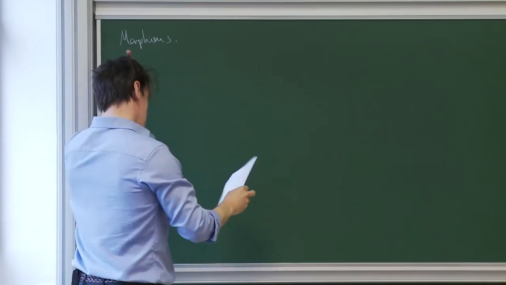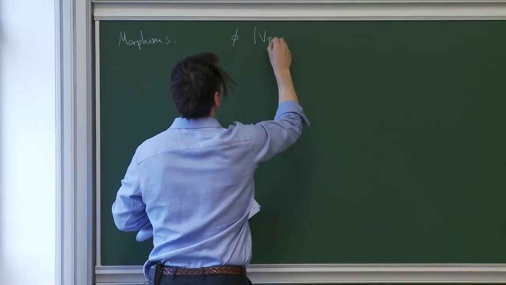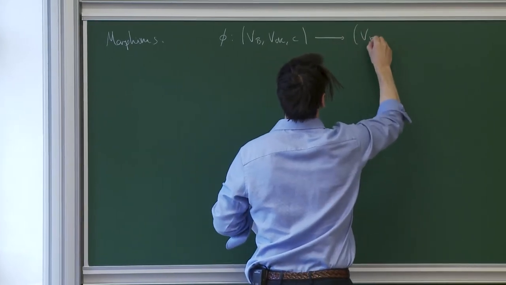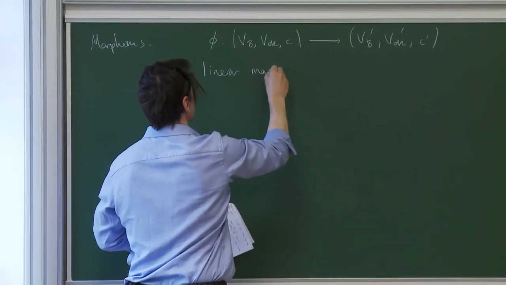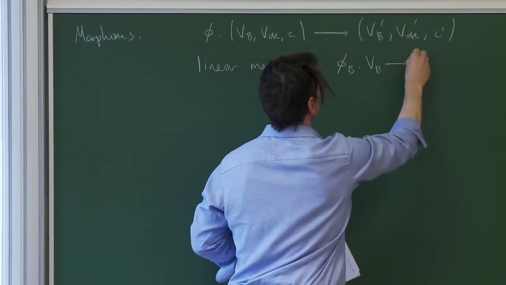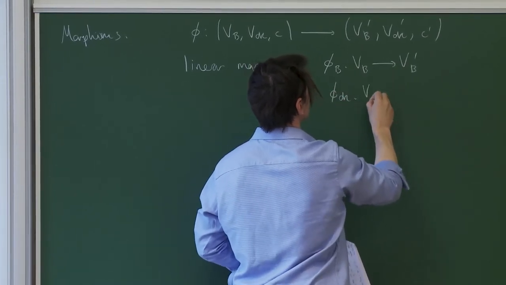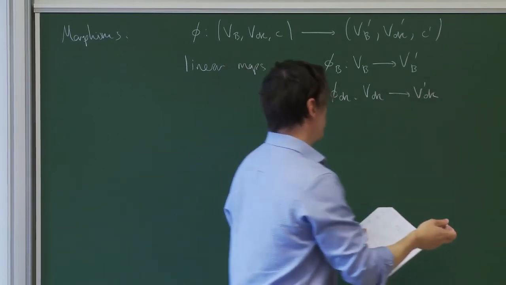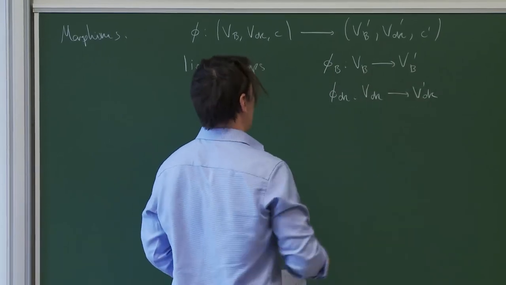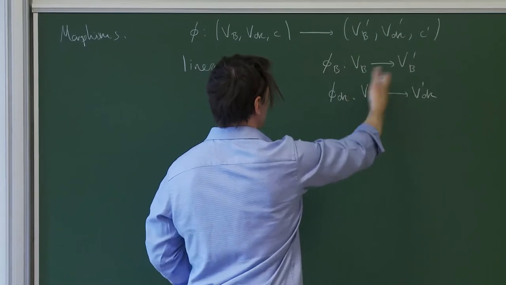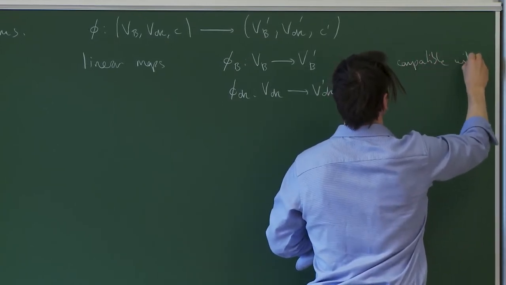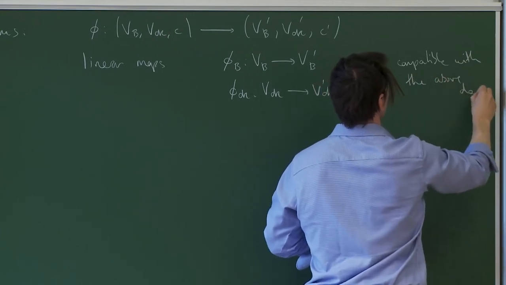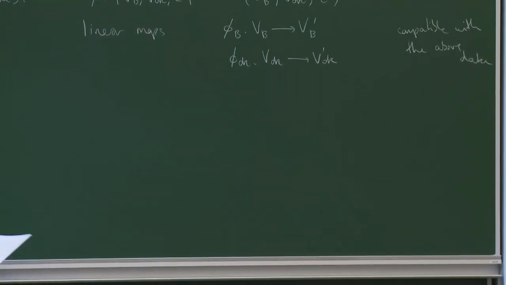And then the morphisms in this category are what you think they are. So a morphism between triples is given by linear maps phi_B to phi_B prime and phi_de Rham that respect everything. So there's a commutative diagram involving C and C prime that needs to commute. These maps need to respect the M filtrations, the F filtration in this case, and so on and so forth. So I'll just say that this has to be compatible with the above data. Right, so then this forms an abelian category.